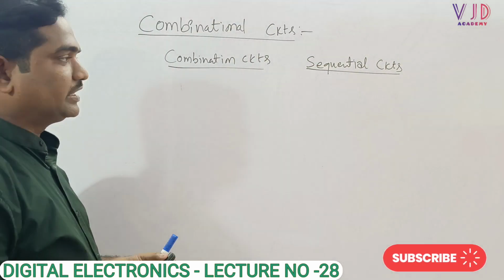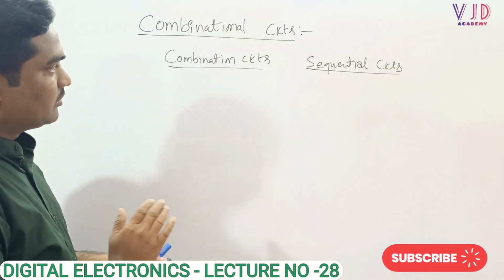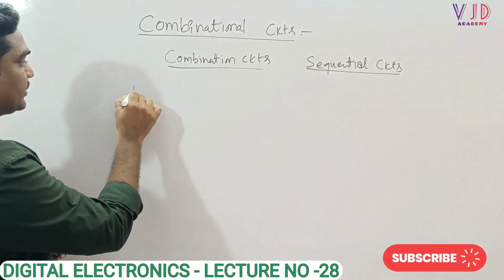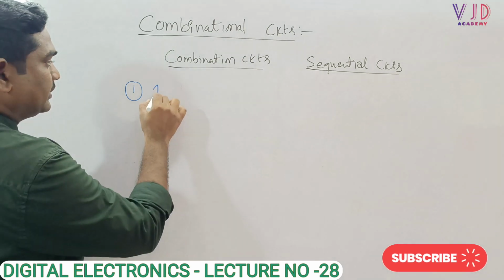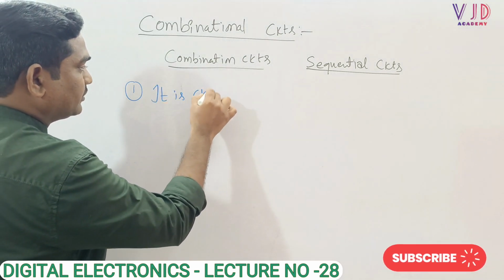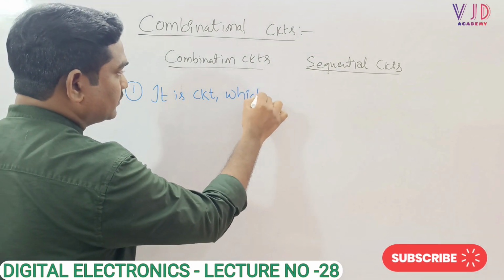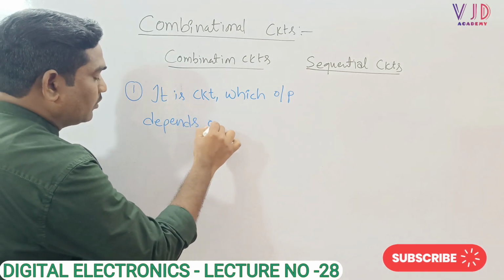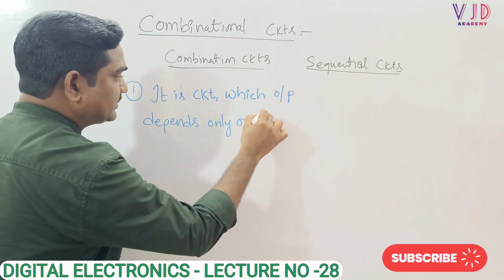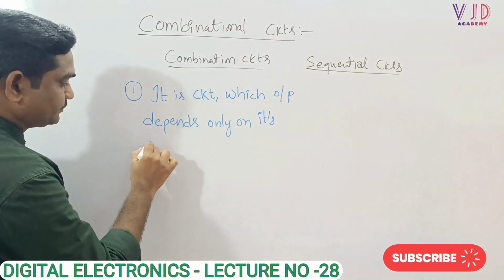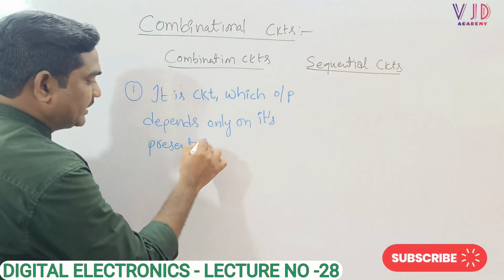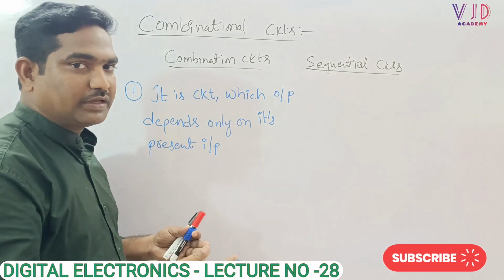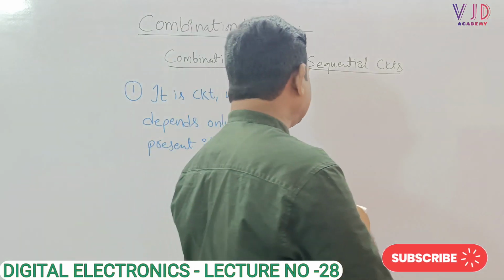There are a few differences here. Let me explain what is combinational and what is sequential. The first point of a combinational circuit is that it is a circuit whose output depends only on its present input. Whatever input we are giving, based upon the input, it is producing the output.